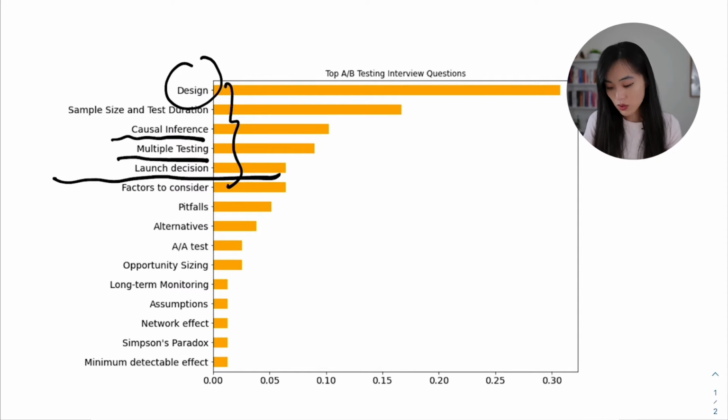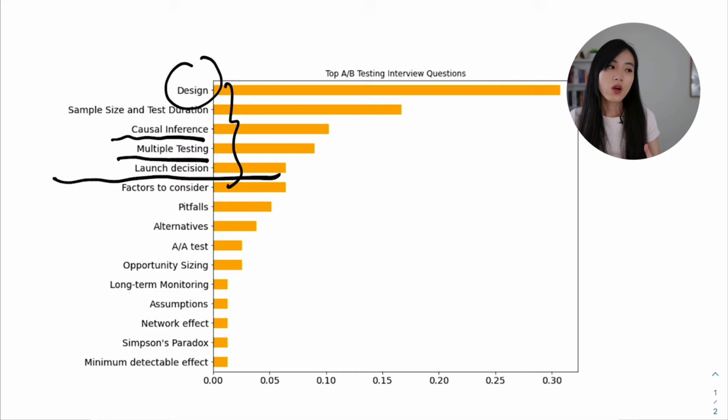The next type of question is multiple testing. Multiple testing problems occur frequently in reality. It occurs when we run multiple tests in parallel or when we test multiple metrics in one A/B test.